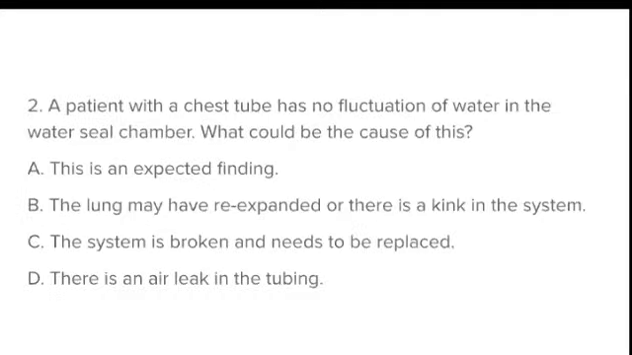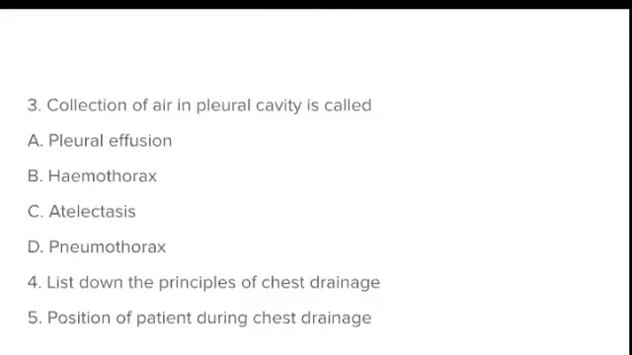Write it down. A patient with a chest tube has no fluctuation of water in the water seal chamber. What could be the cause of this? This is an expected finding. The lung may have re-expanded or there is a kink in the system. The system is broken and needs to be replaced. There is an air leak in the tubing. So if there is no fluctuation in the water seal, what does it indicate? Collection of air in the pleural cavity is called: pleural effusion, hemothorax, atelectasis, pneumothorax. So collection of air in the pleural cavity is called dash.